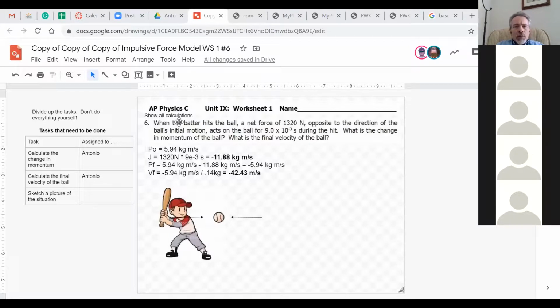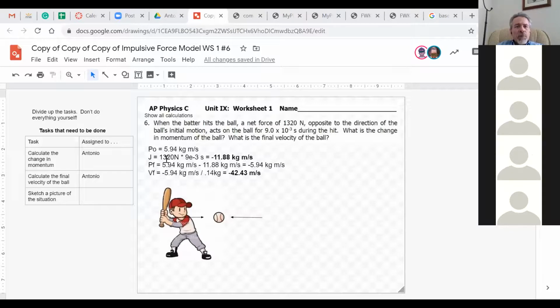Okay, somebody want to share this problem with us? I can share. Okay, thank you very much, Daniel. So this is what we have here. Walk us through it. The initial momentum is 5.94. That was from the previous problem. Walk us through how you figured this out.